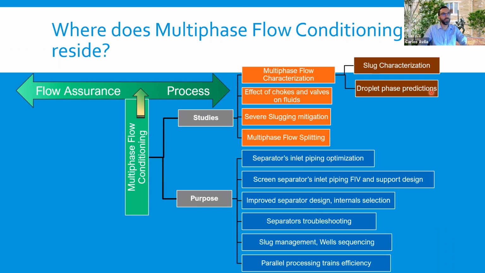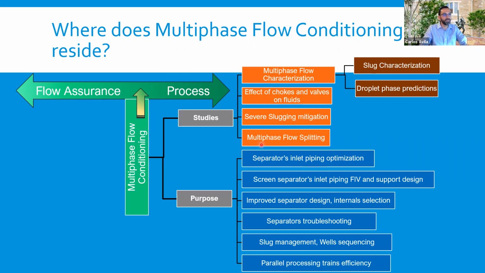From the proper multiphase flow characterization, where you can understand what kind of slugs are coming into a separator, understand if you have droplets flowing into a separator, understanding the effect of fittings like chokes, valves, elbows on the fluids, helping to mitigate issues that weren't created in the flow lines, like severe slugging. Those slugs, if you can mitigate them before they reach the separator, you can reduce many issues.